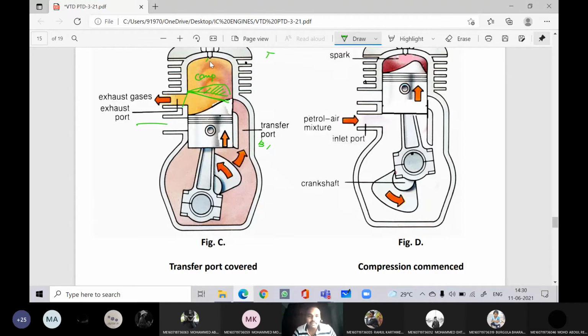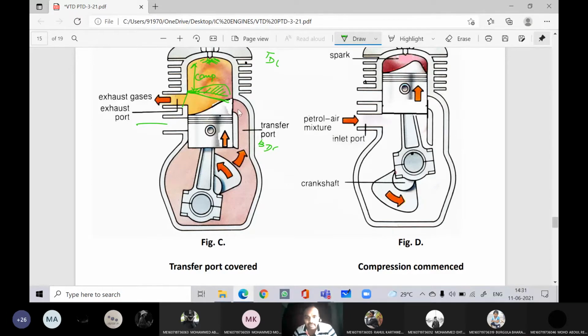At the end of the compression, the spark is injected, thereby combustion is initiated and high pressure, high temperature gases push the piston in the downward direction. During the return stroke of the piston, moving from top dead center to bottom dead center, first it uncovers the exhaust port. Till this point, this is the power stroke. From top dead center until the opening of the exhaust port, it is the expansion or power stroke. The moment it uncovers the exhaust port, exhaust is opened. Immediately it uncovers the transfer port, and suction is also started.